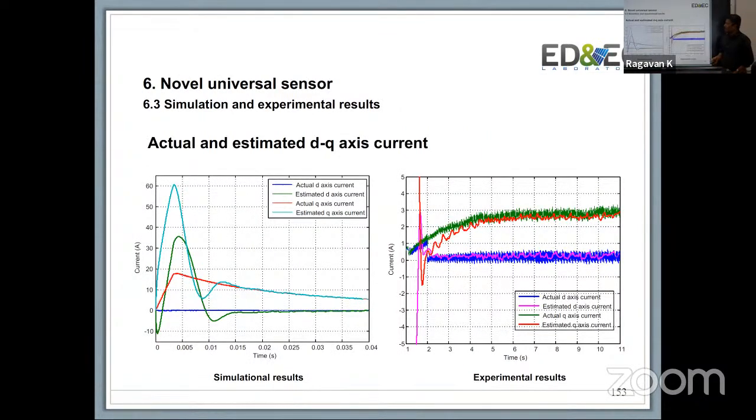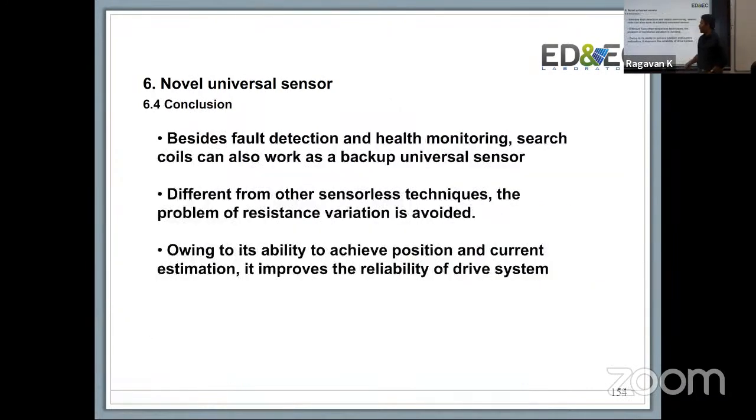The next part was looking specifically at the estimated and actual DQ currents. You have the estimated value in green, and you have the actual values in red.